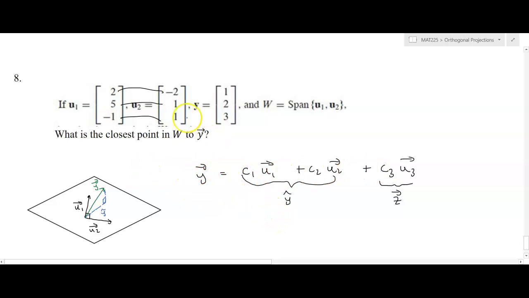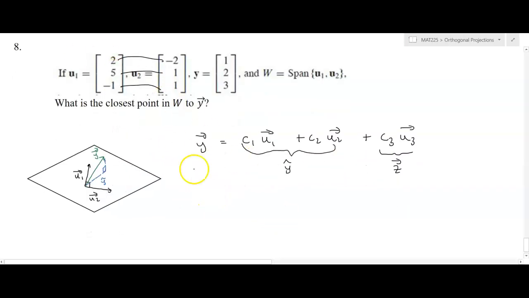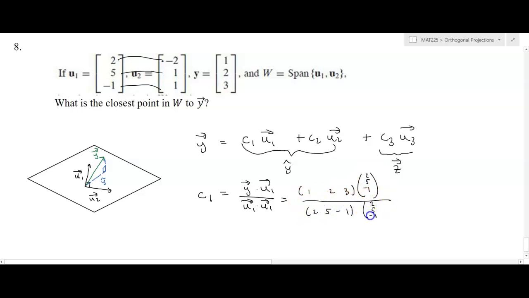So to get y hat, we're going to calculate C1. We know that C1 is going to equal y dotted with U1 over U1 dotted with U1. y is the vector 1, 2, 3, and U1 is the vector 2, 5, negative 1, divided by 2, 5, negative 1 dotted with 2, 5, negative 1. In the numerator, we get 2 plus 10 is 12, minus 3 is 9. Here we get 4 plus 25 is 29, plus 1 is 30. So C1 is 9/30.